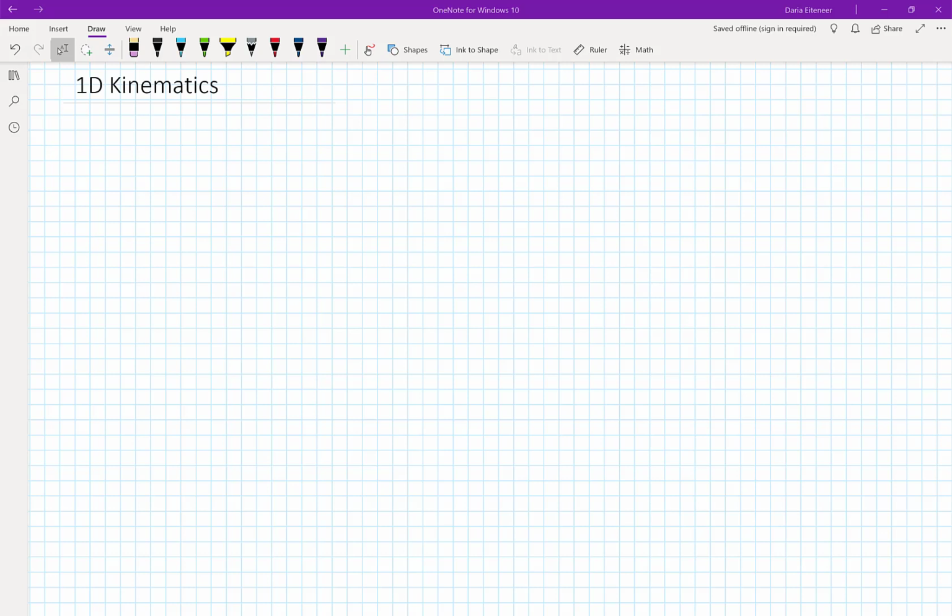In this set of lecture notes, we're going to continue our conversation about one-dimensional motion, and specifically we're going to talk about one-dimensional kinematics. Now, the term kinematics basically means the study of motion without understanding the reasons for it.